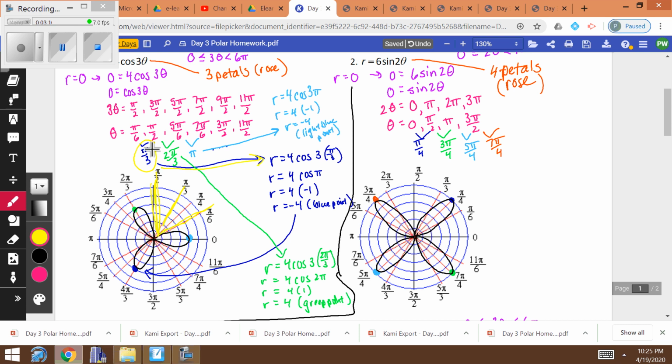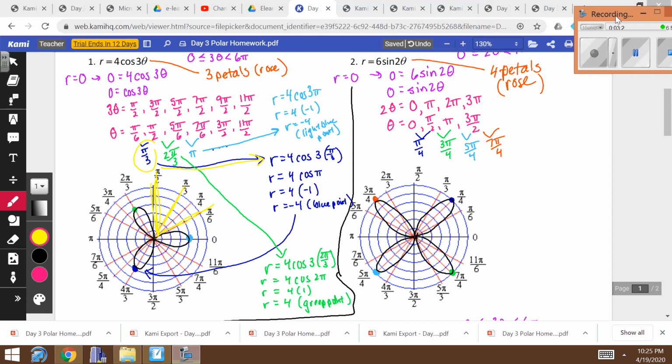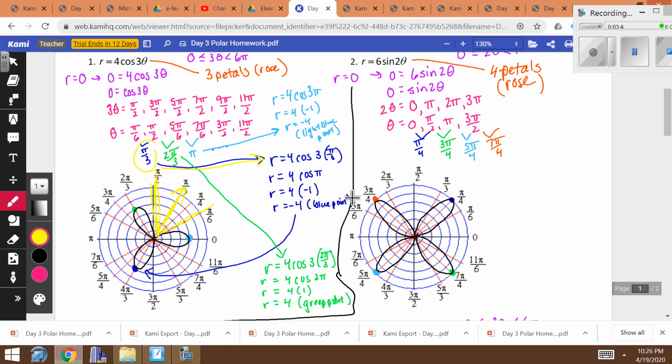If I put pi over 3 back into the original equation, which was r equals 4 cosine of 3 theta, that means I'm putting in 3 times pi over 3. Mostly I do this in my head, but I wrote it out here. 3 times pi over 3 gives us pi. Cosine of pi is -1. So 4 times -1 gives us -4. If positive pi over 3 is going in this positive direction, but we're going -4, that's why it's this blue point right here.